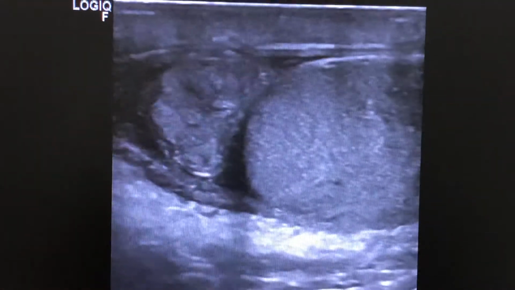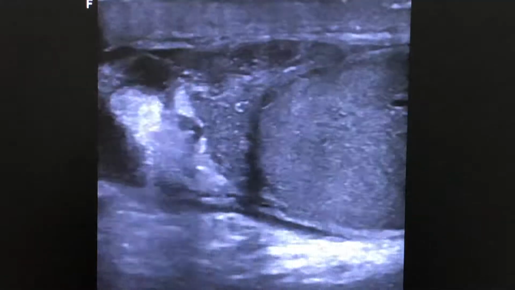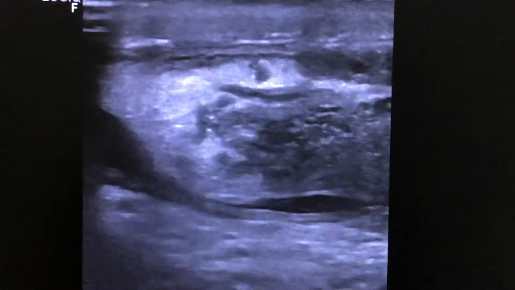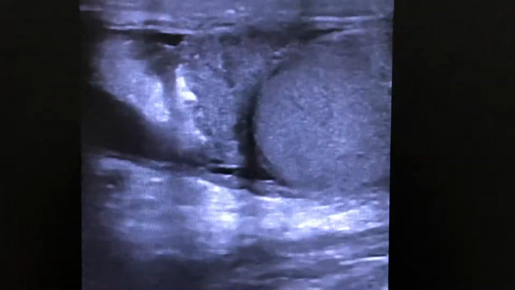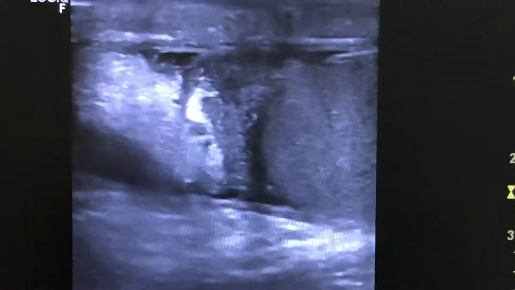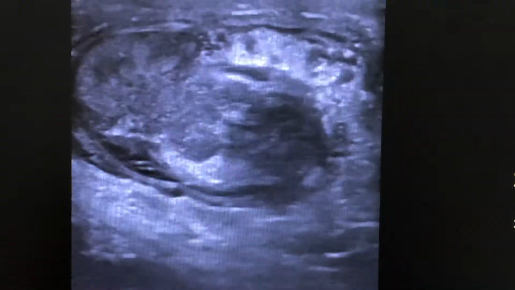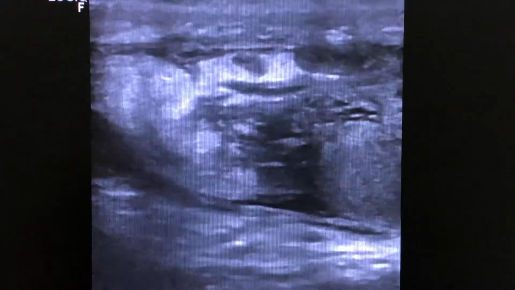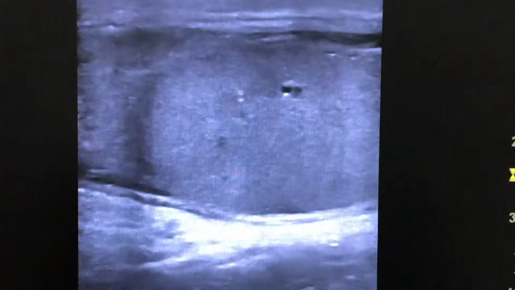This is the head of the epididymis above this testis, and this is the spermatic cord, hyperechoic with epididymis. It is somewhat difficult to differentiate between the head of the epididymis and the spermatic cord, but this whole area is inflamed and shows sign of inflammation.